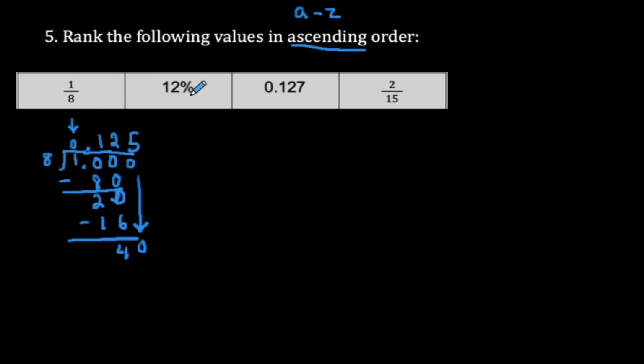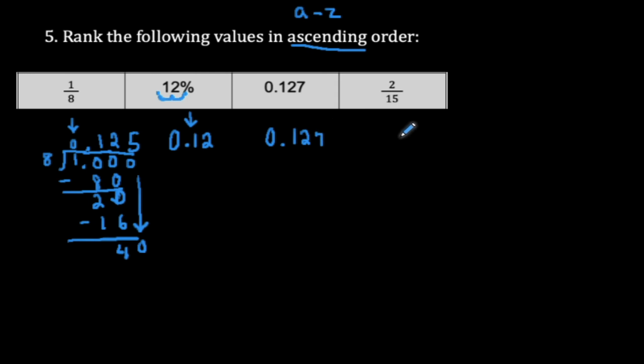And then we have 12%. So remember, to turn a percent into a decimal, you have to move the decimal point 2 places over to the left. So there is an unwritten decimal point here. You're just moving it over twice, 1, 2. And so that's 0.12. Okay, and we can leave this as it is, 0.127.